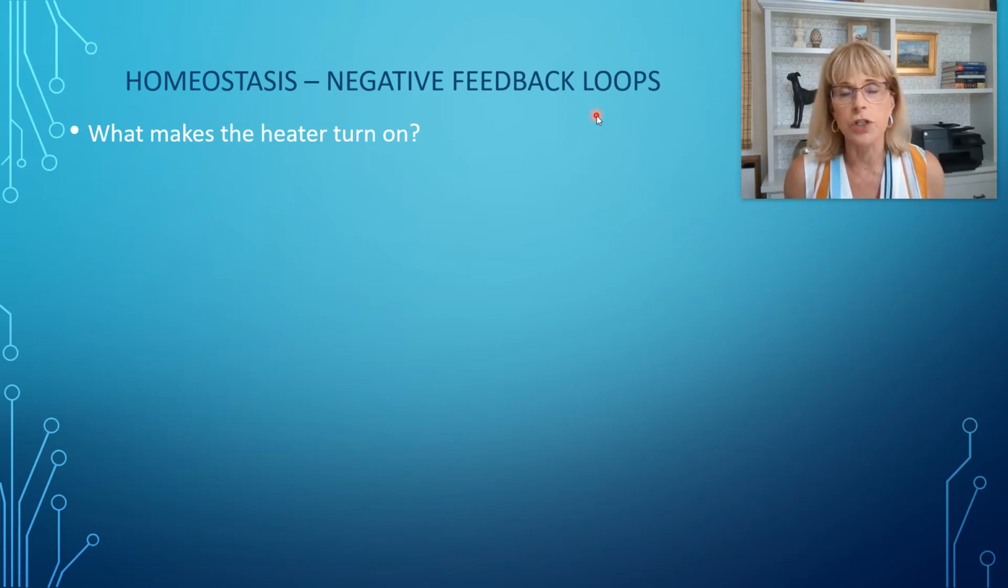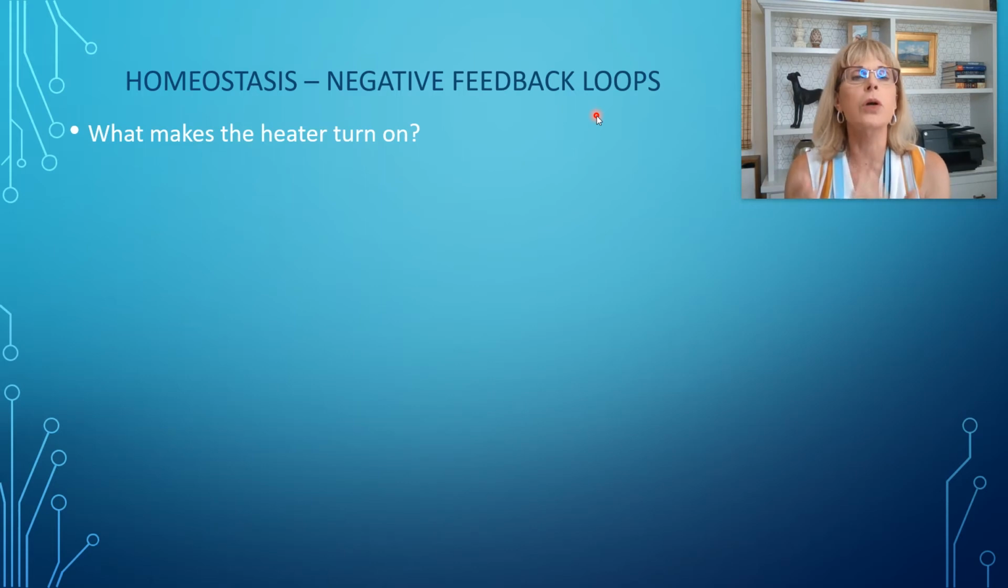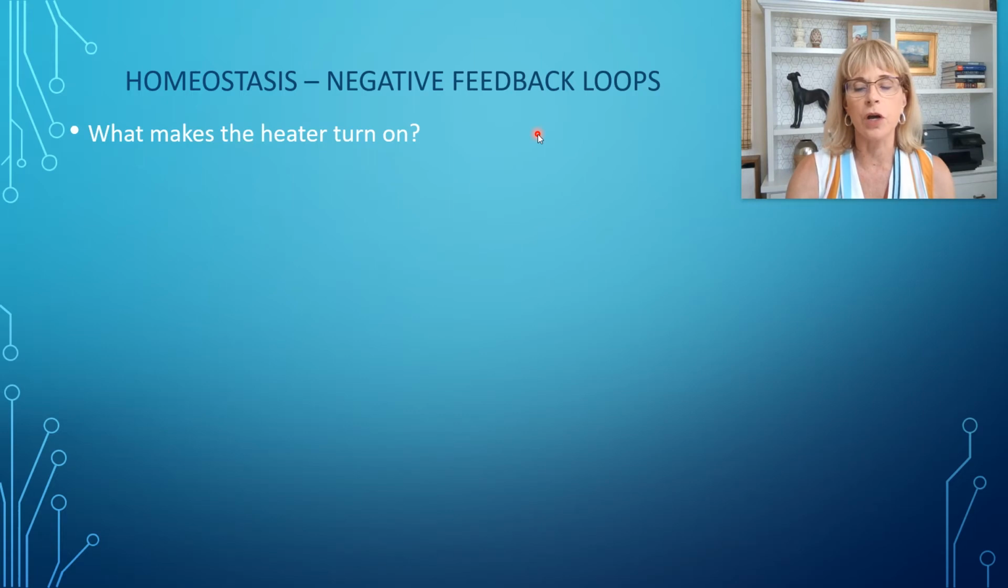It's a very good image, but I think it makes this concept more complicated than it needs to be, okay? A negative feedback loop is exactly like a thermostat. So in your house, what makes your heater turn on? Right now, probably the heater's not turning on at all. It's pretty hot right now. But what makes it turn on?